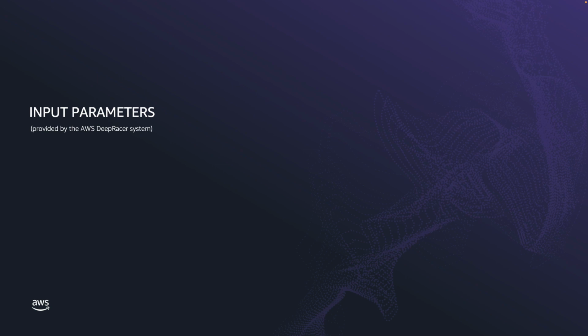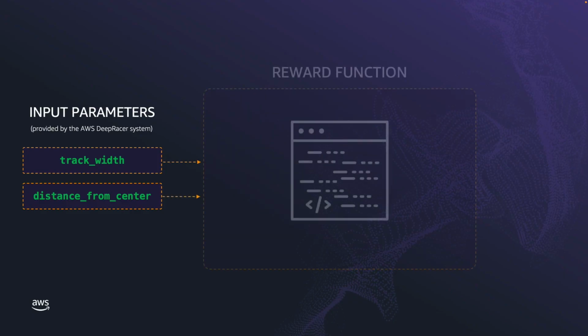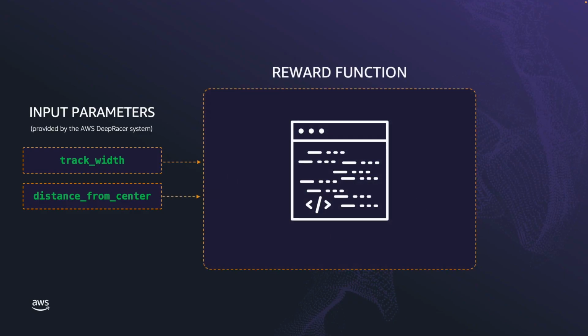There are over 20 parameters available for use, but for this example, we are just going to focus on two: track width, which provides the width of the track, and distance from center, which provides the agent's distance in meters from the track's center. These parameters are used by the reward function. A reward function is simply a piece of code which uses the input parameters to do some calculations and then output a number, which is the reward.